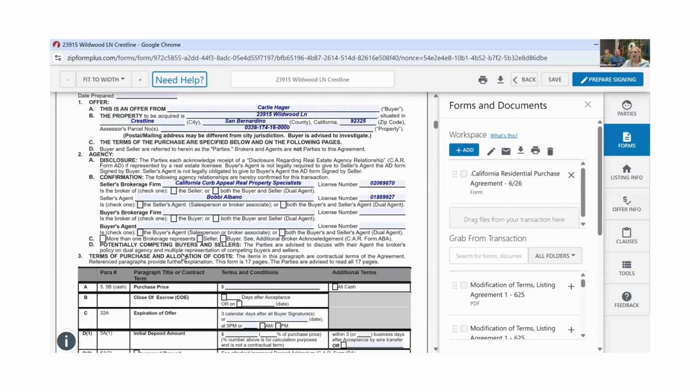So our policy on a dual agency, where two different agents from the same brokerage are working on a transaction, I am fine with that. The point is that each party to this transaction can be represented without the fear of a conflict of interest. So that's our policy on a dual agency.